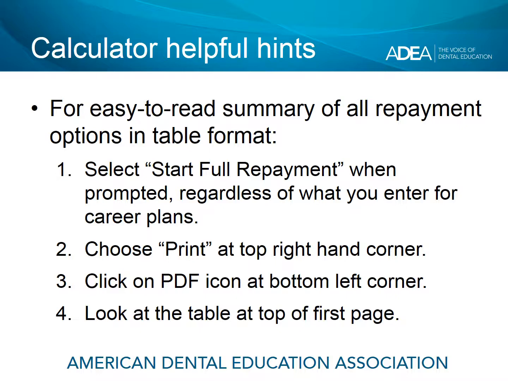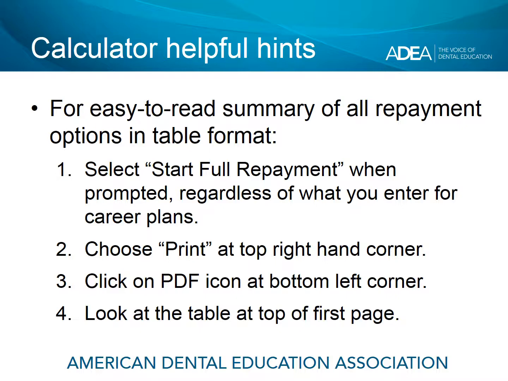After you've entered everything in the organizer and you have all your NSLDS data loaded in and you've entered in all your projected borrowing that you're going to have, and then you've gone to the calculator and put in your career plans in terms of whether or not you're going to do advanced dental education, hospital or residency-based program. When you get to the prompt about how you're going to repay your loans, select Start Full Repayment. Once again, regardless of what you're entering for career plans and regardless of what repayment plan you think you might need, select Start Full Repayment, and then at the top right-hand corner, choose the Print button or the Print function.